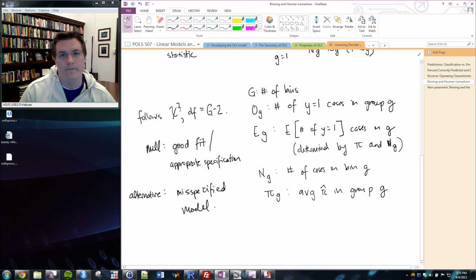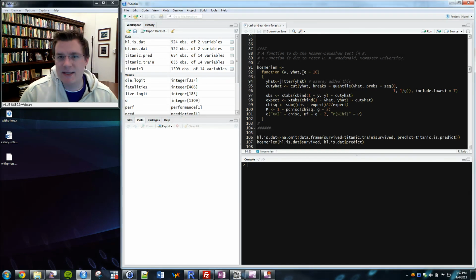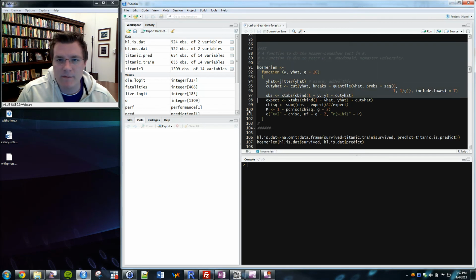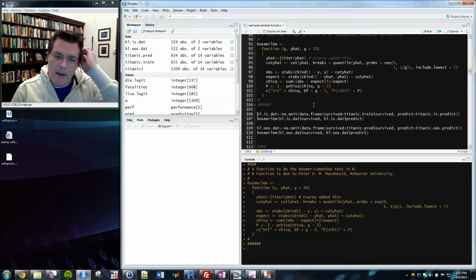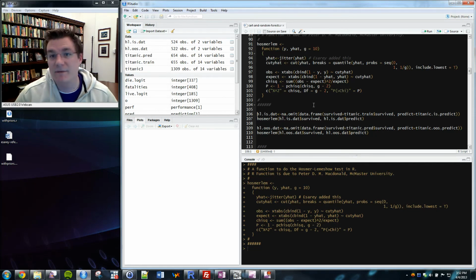All right, so what I've done here is I've included a function which is written by Peter D.M. McDonald of McMaster University to compute the Hosmer-Lemeshow statistic. And I'm going to do this for both in and out of sample predictions from my model of the Titanic survival. Now the default for most Hosmer-Lemeshow tests and for this function is to include 10 breaks, so 10 bins that we're going to estimate.